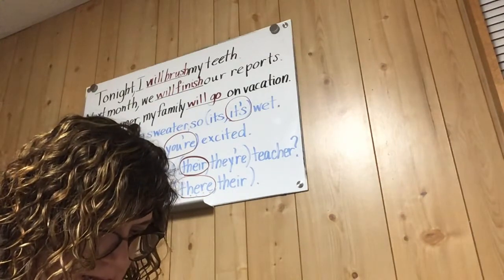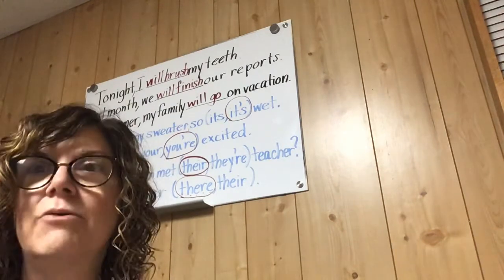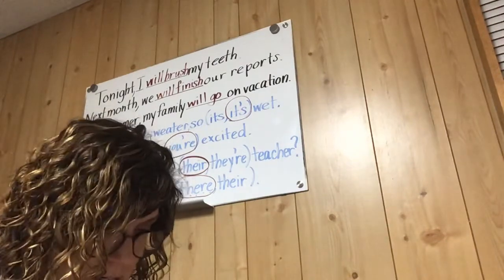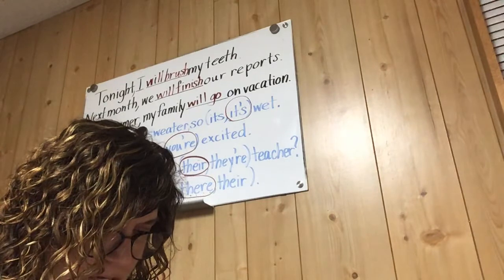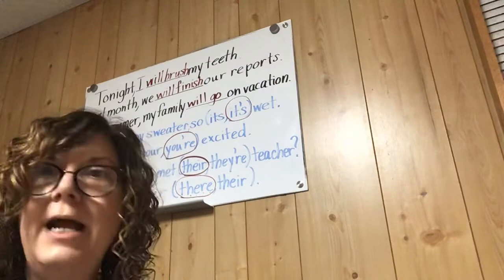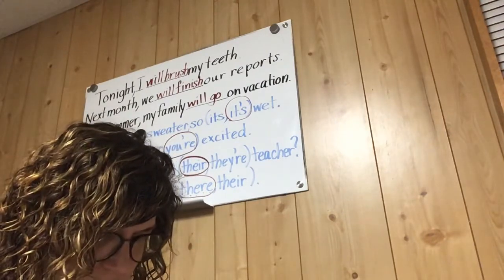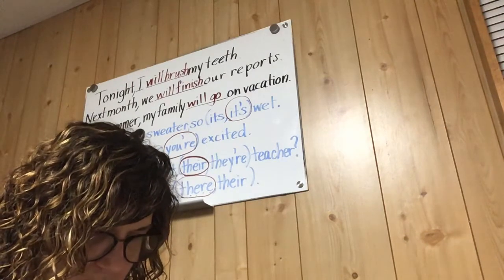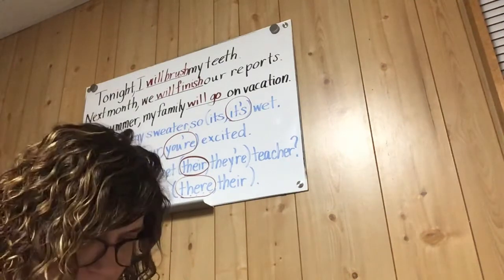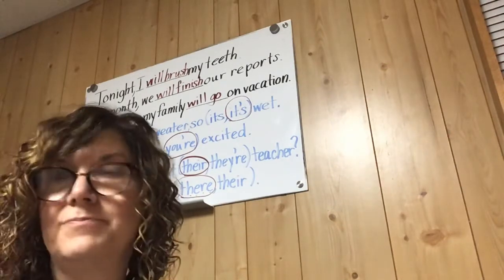All right, the first thing it says is it's, IT'S, is equal to it is, where ITS without the apostrophe is possessive, showing ownership. Then you're, YOU apostrophe RE, is the contraction for you are, where YOUR is possessive, showing ownership, possessive pronoun. They're, THEY apostrophe RE, is the contraction for they are. Their, THEIR, is possessive, showing ownership. And then the third there, THERE, shows where something is.